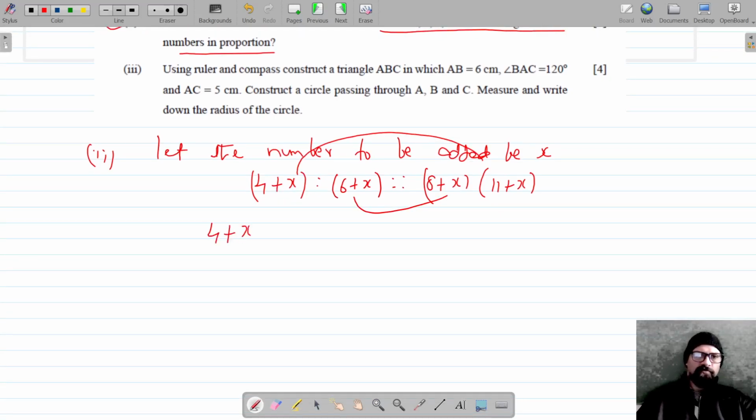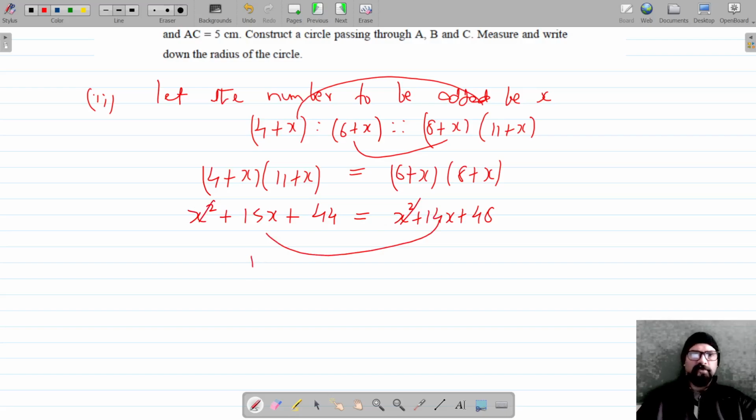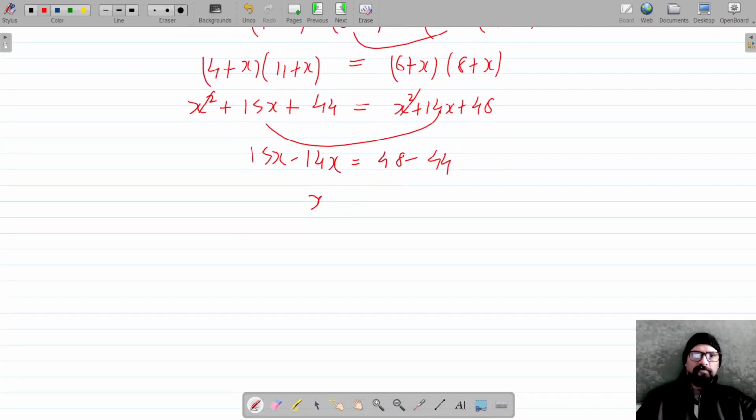Let's use that. So (4 plus x) into (11 plus x) is equal to (6 plus x) into (8 plus x), which gives me, if I multiply them, x square plus 15x plus 44 is equal to x square plus 14x plus 48. X square gets cancelled. 15x minus 14x is equal to 48 minus 44. Then x is equal to 4. So the required number is 4.